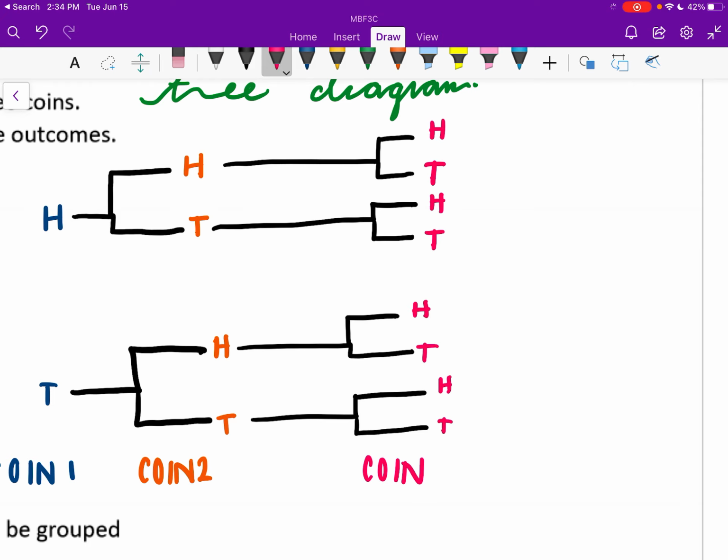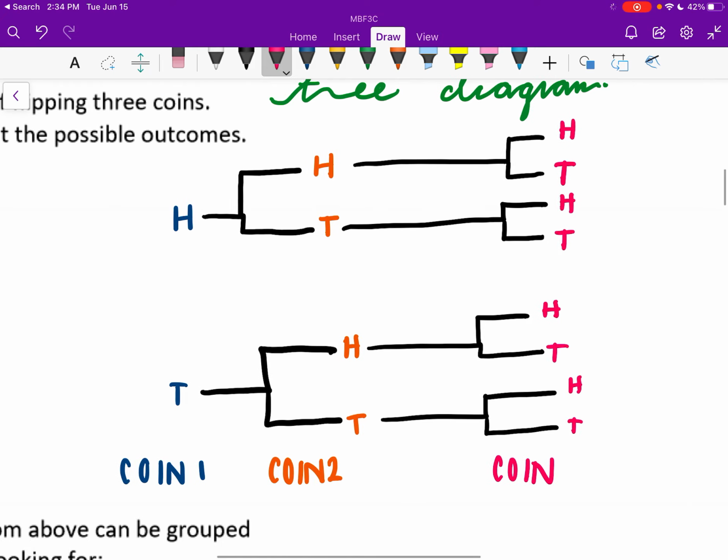So notice how when I only had one coin, I only had 2 options. Then I moved up to having 2 coins, and now I had 4 possible combinations. I could have had a heads and a heads, I could have had a heads and a tails, I could have a tails and a heads, and I could have a tail and a tail.